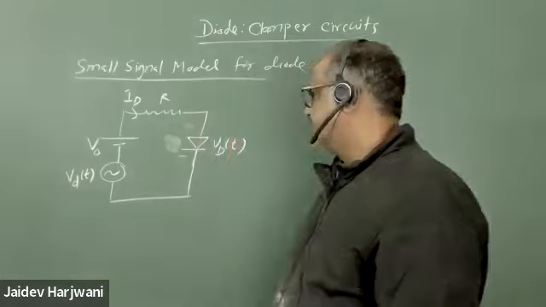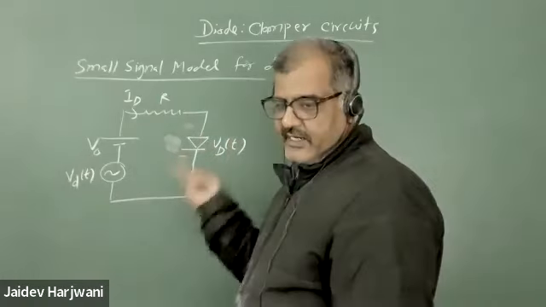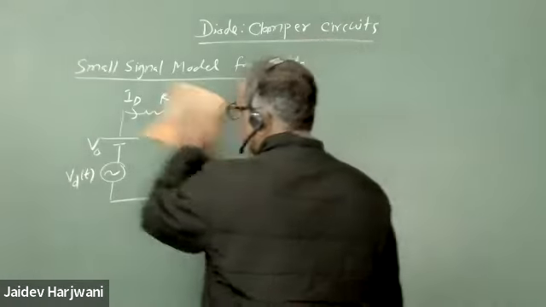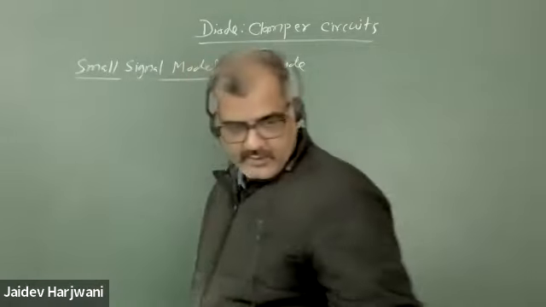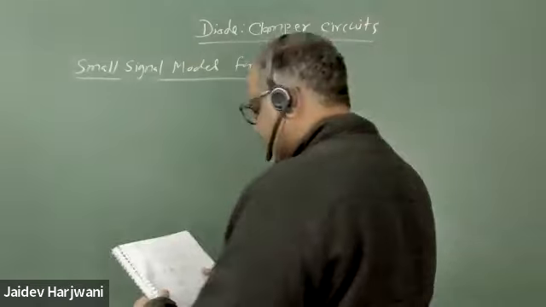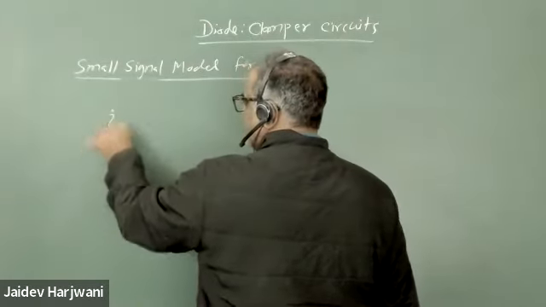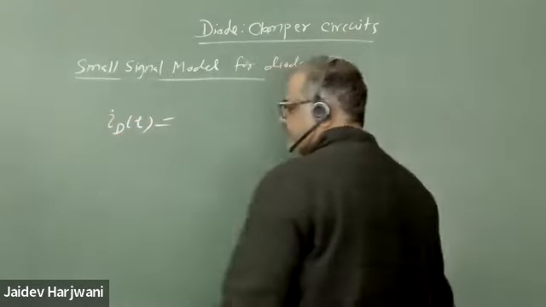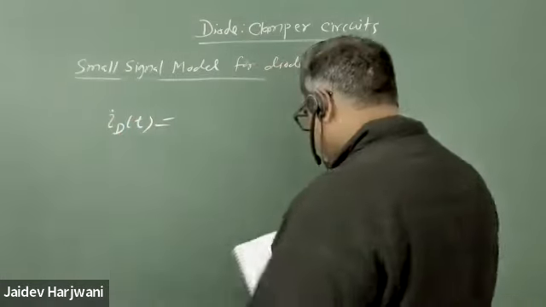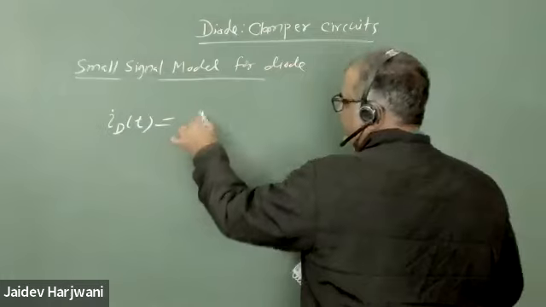We are talking about the diode's resistance. Diode resistance is static and dynamic. Now I want to calculate what is the dynamic resistance. So for example, if the diode is forward biased, the current this time will be time dependent if both the sources are present. Let me complete, then you will understand what I'm trying to say.